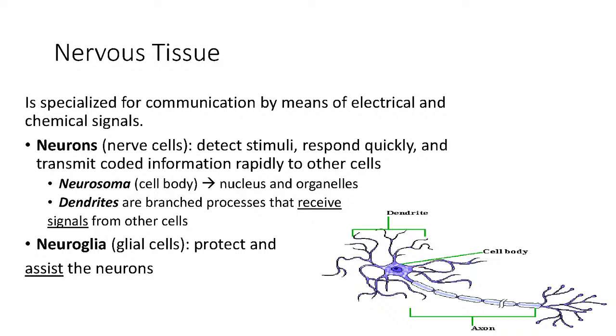All right, so we mentioned the soma or neurosoma. This is the cell body where you find the nucleus and the organelles. And we actually produce neurotransmitters in the neurosoma, and then they have to be carried down the length of the axon to the bouton or synaptic knob or whatever you want to call that. It has like 5 names. Dendrites we mentioned. These are the branching processes that come off of the neurosoma, and they receive signals from other neurons or receptor cells. And then the neuroglia, we mentioned they protect and assist the neurons.